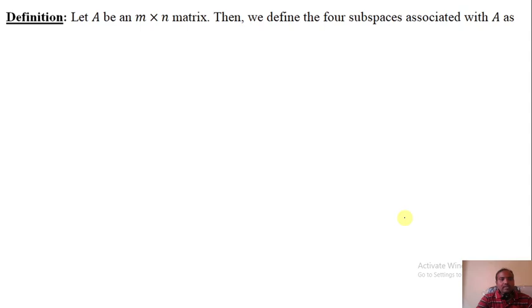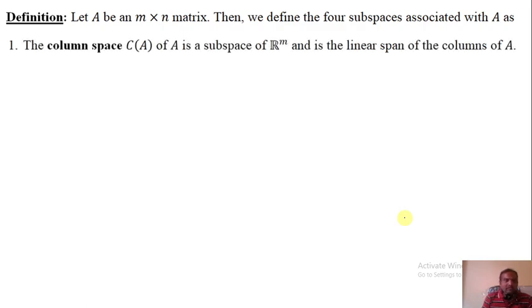So we define the spaces first. Let A be an M by N matrix. Then we define the four subspaces associated with the matrix A as follows. The first one is the column space, denoted by C of A. It is a subspace of R power N and is the linear span of the columns of A.